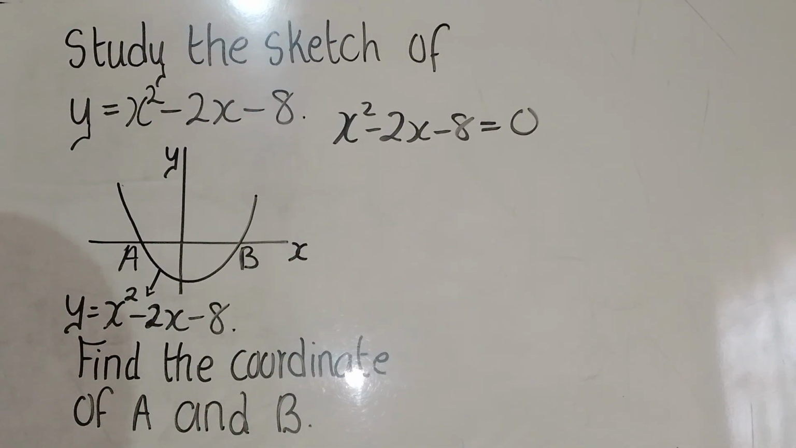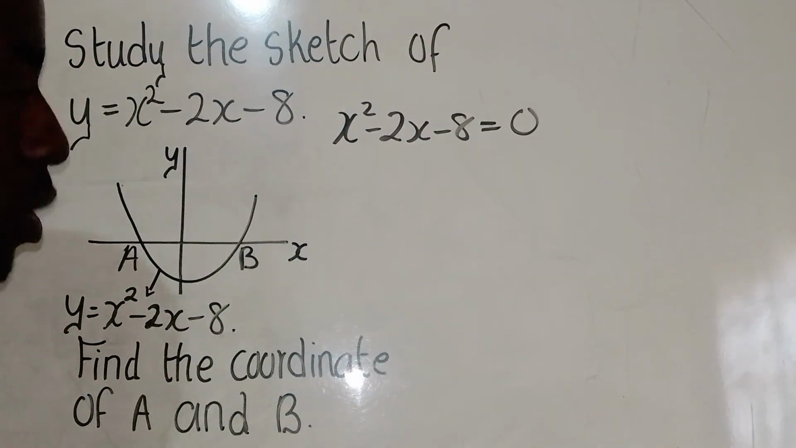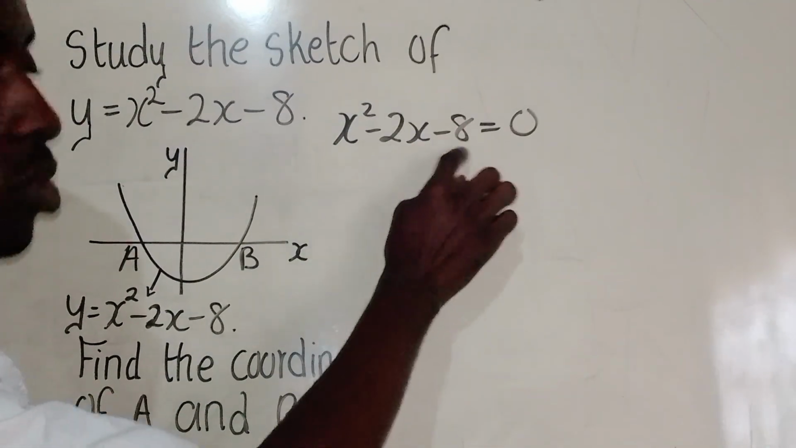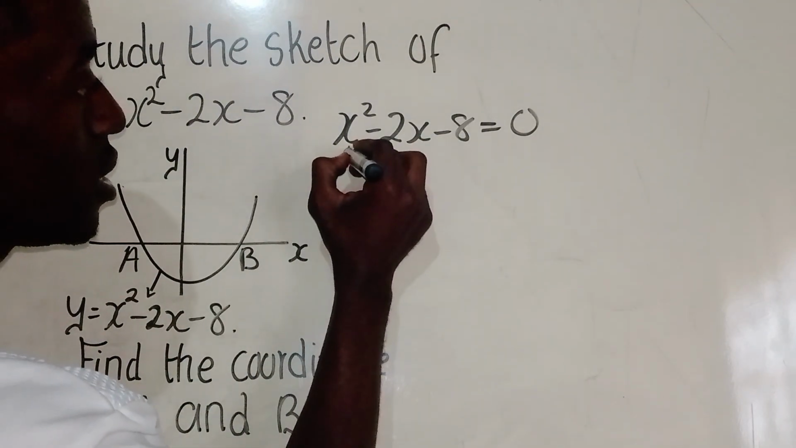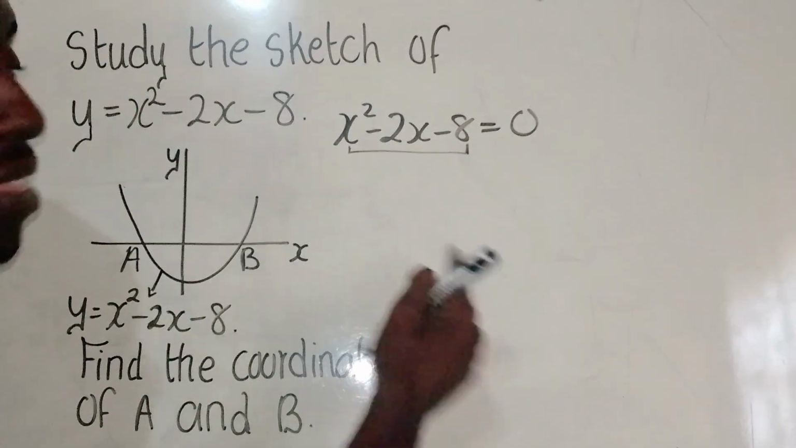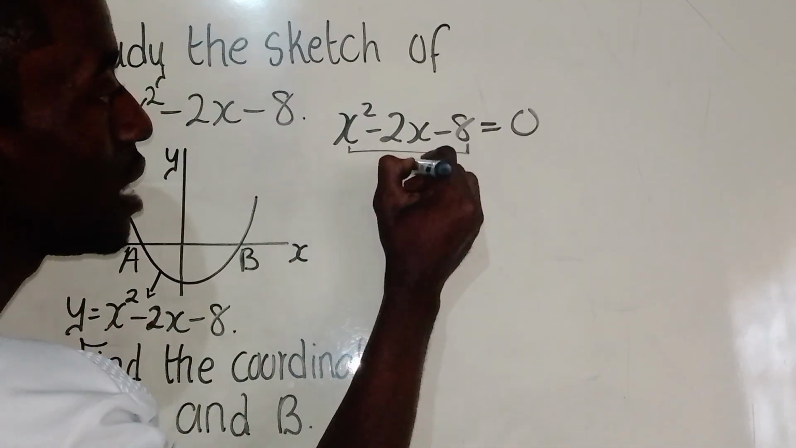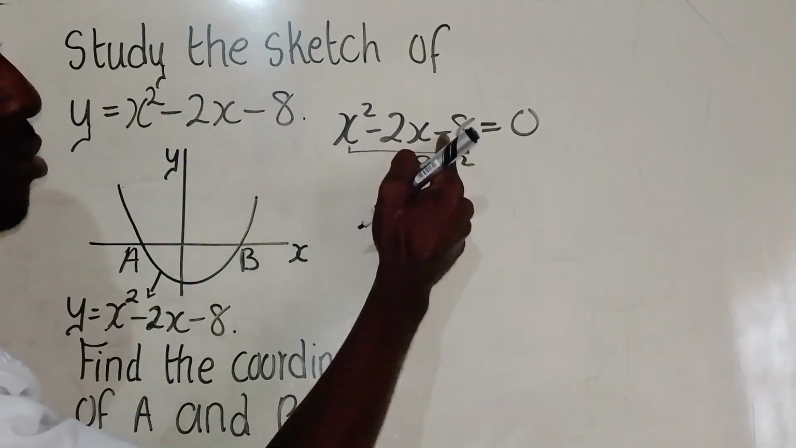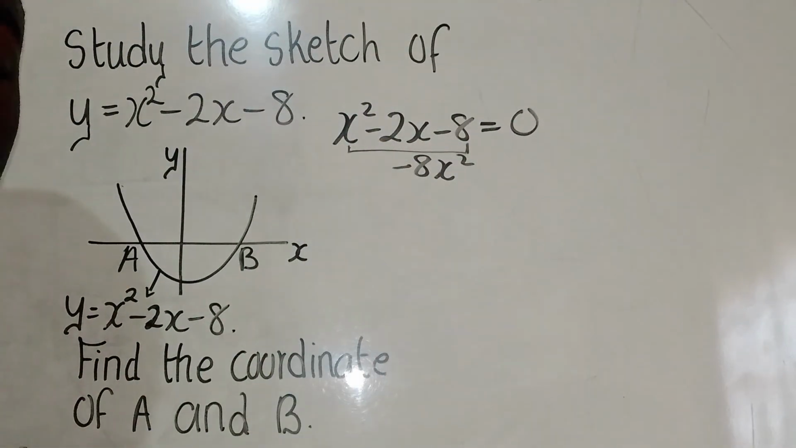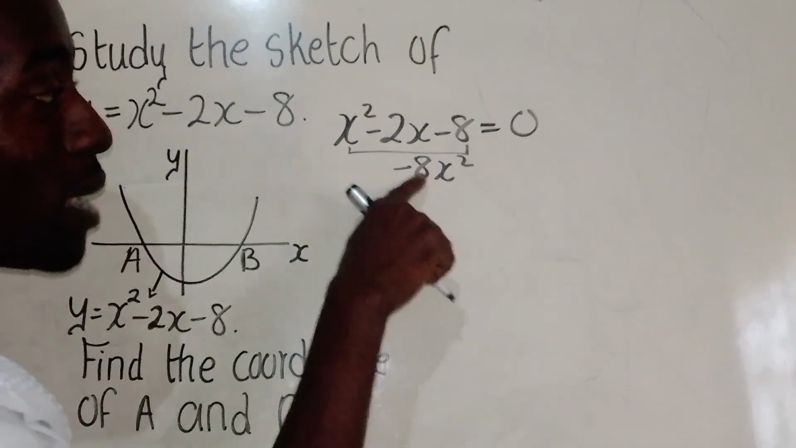The next step, now as you can see, this format is a form of what? Quadratic. How do we know? Because of x squared, x and a constant. Whenever you see such, it simply means this is a quadratic. Now in a quadratic, you're supposed to multiply this times this, always the one with the x squared times the number there. So I'm going to get negative 8x squared. That's the first step.